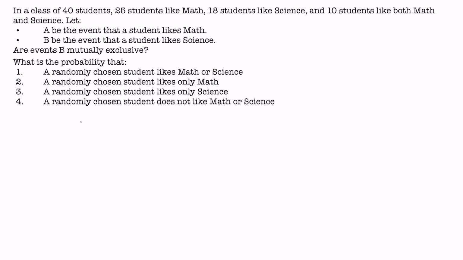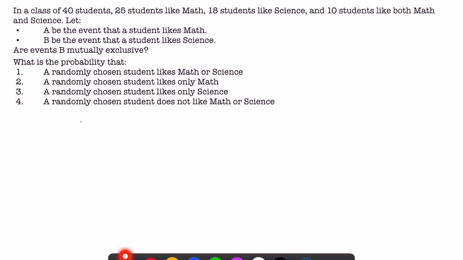Now let's see one example here. In a class of 40 students, 25 students like maths, 18 students like science, 10 students like both math and science. A is the event that a student likes math, B is the event that a student likes science. So first of all, are A and B mutually exclusive?